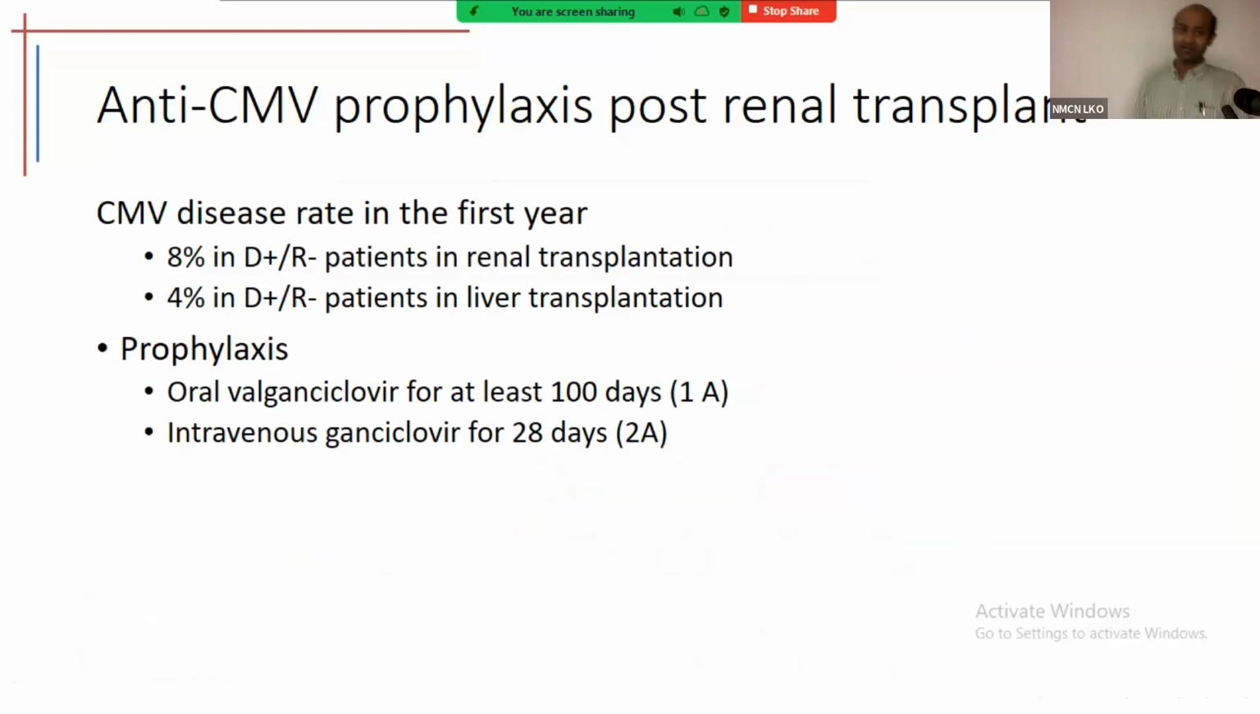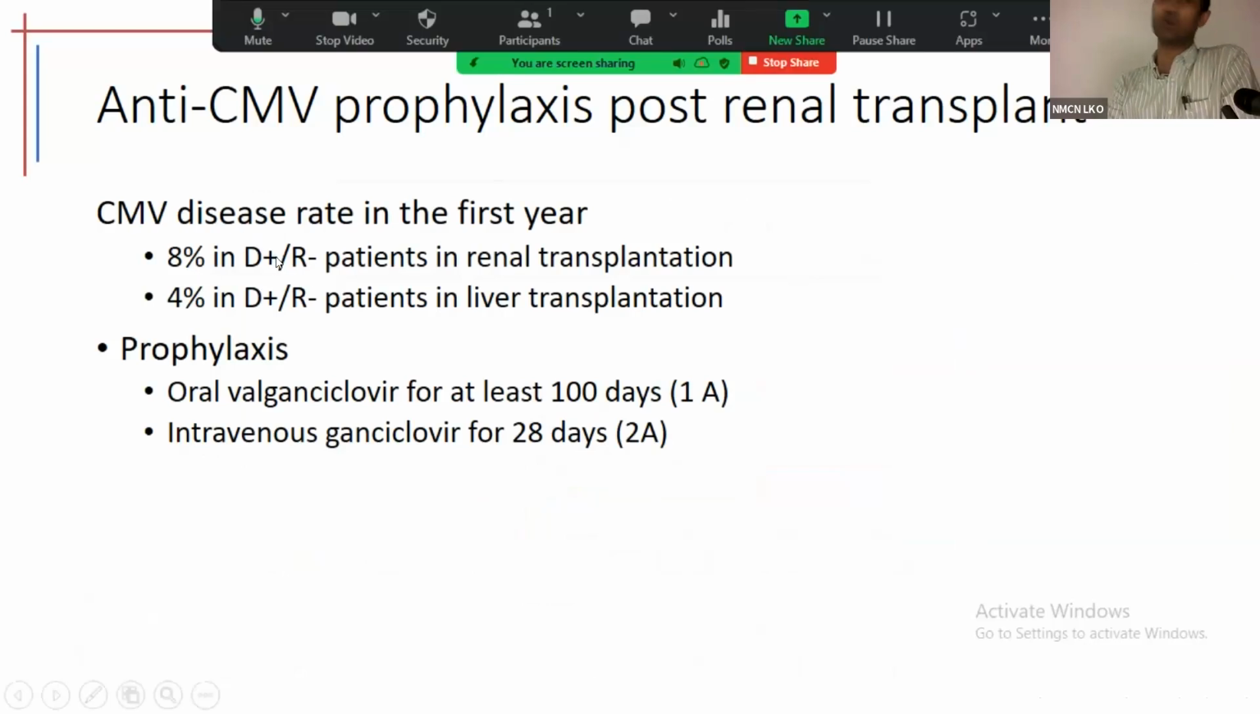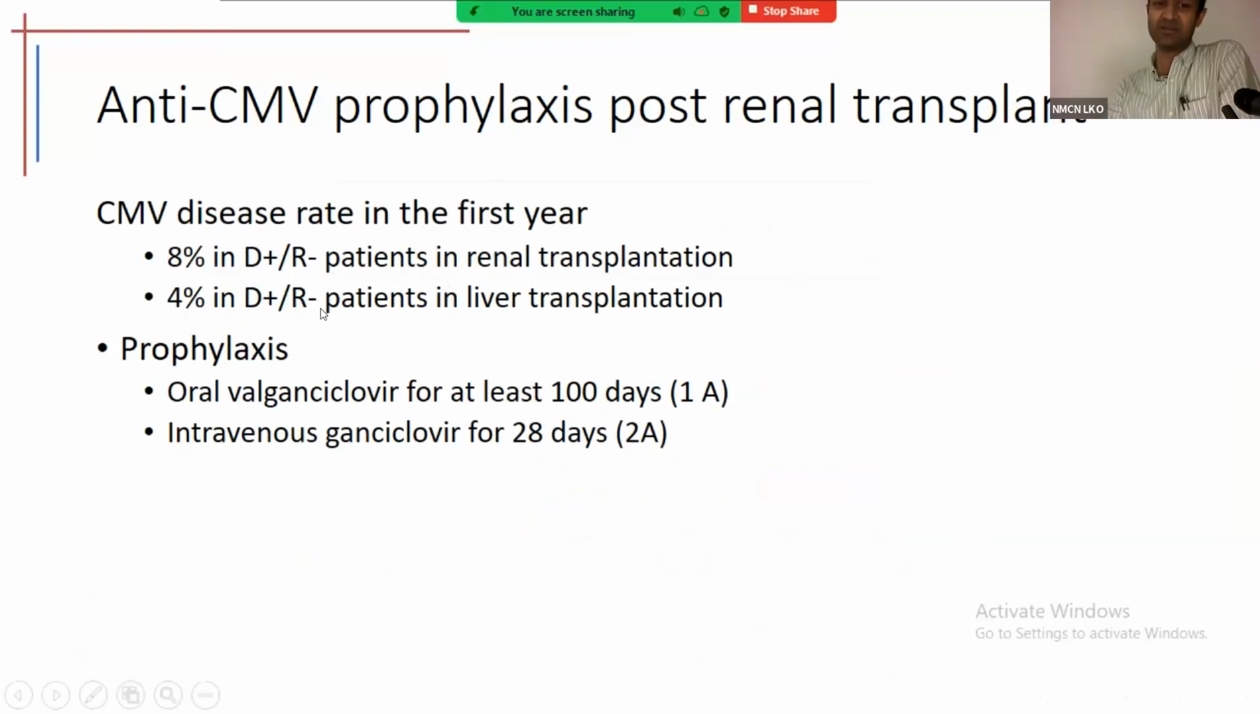So post-renal transplant, again, the CMV reactivation rates are quite high. 8% in those who are donor positive but recipient negative in patients with renal transplantation, and 4% in those who are donor positive and recipient negative in patients with liver transplantation. Prophylaxis that is recommended is generally oral valganciclovir for at least 100 days, and a lower level of recommendation is for IV ganciclovir for 28 days.